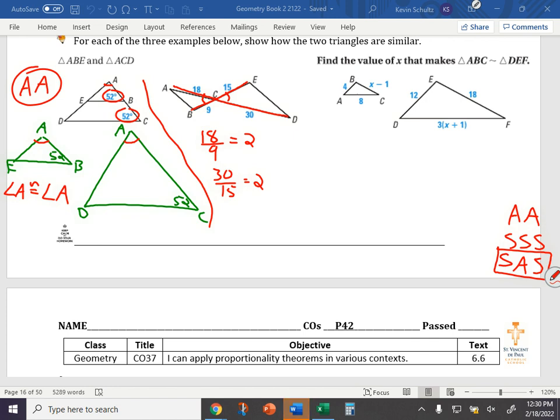Why is it 18 divided by 9 and 30 divided by 15? Why not 18 divided by 9 and 15 divided by 30? Why is it set up in that particular way? Because if I set this up as 15 divided by 30, then it's not going to be 2 and it's not going to be the same. How do I know that I can set it up in that order? Do you know?